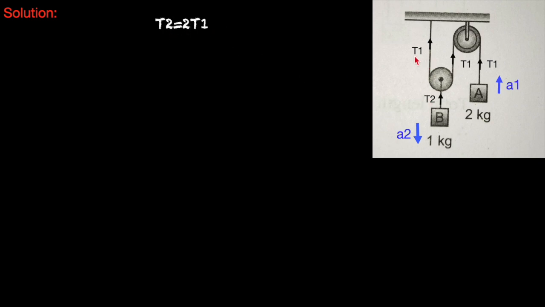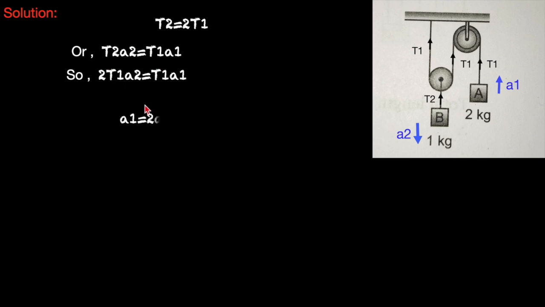T2 is nothing but the sum of tensions. I showed you earlier that the string connected to the pulley which is connected to another pulley has the sum of the total tension. So T2 is what? T1 plus T1, which is equal to 2T1. Or you can say T2A2 is equal to T1A1 from our trick. So replacing the value of T2 here, we got what? 2 times T1A2 is equal to T1A1. After cancelling T1, you get the relation between accelerations as A1 is equal to 2A2.